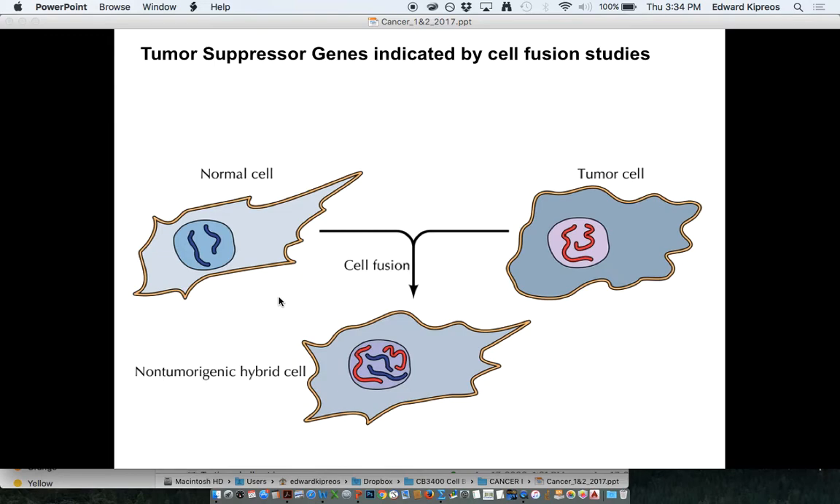So that tells you that there has to be something that's acting recessively in the tumor cell. Like, if two things were knocked out in the tumor cell, there're going to be wild type copies in the normal cell that are preventing the transformation, or the becoming cancerous. So those things that are acting recessively were called tumor suppressor genes because they're suppressing the tumor. Okay, so the idea is that in a cancer, the tumor suppressor genes are knocked out, so they're not suppressing the cancer. But in a normal cell, they're active and they can suppress the cancer when they're fused with a cancer cell.